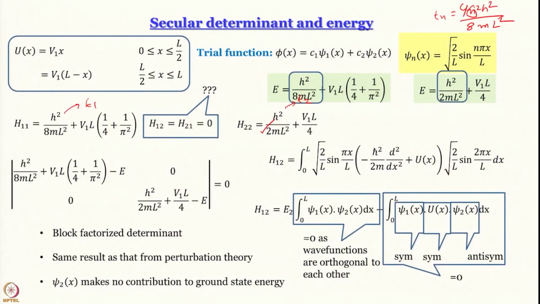This leads to this interesting observation that psi 2 of x makes no contribution to the ground state energy, only psi 1 of x makes the contribution to it. This is a subset of a more general phenomenon: when we express our trial wave function as a linear combination of orthonormal functions, then the functions with higher energy have lower contribution to the ground state.